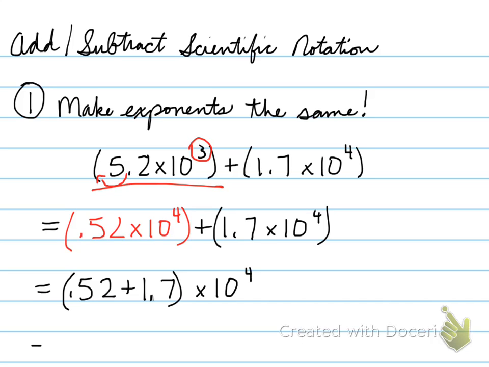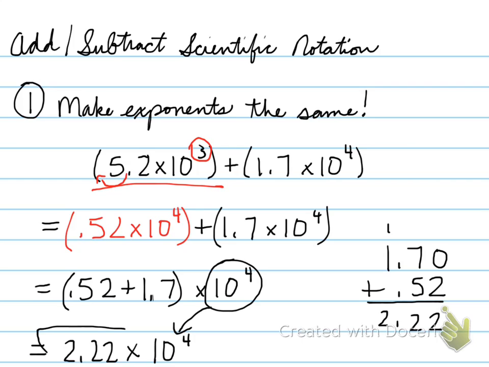Then we add 0.52 plus 1.7 and multiply the whole thing times 10 to the 4th using the distributive property. We can change it that way. 1.7 plus 0.52 is 2.22. Then we write that times 10 to the 4th, and it is in scientific notation, so you don't need to change it.